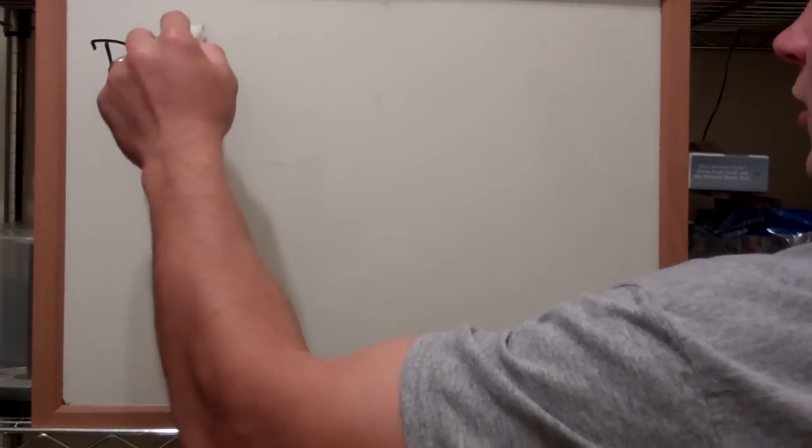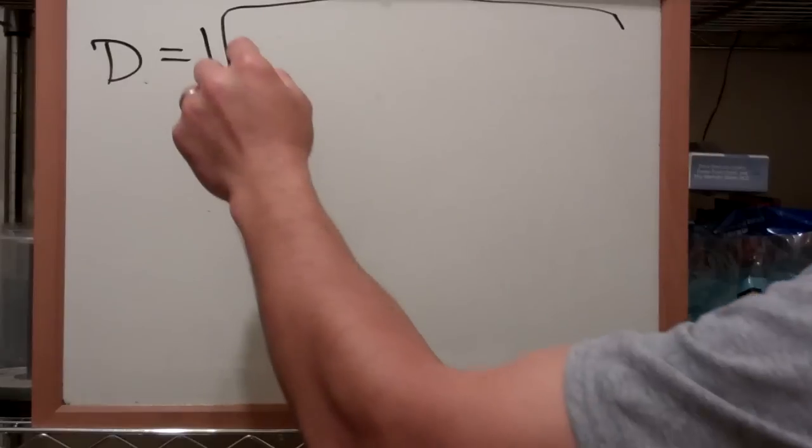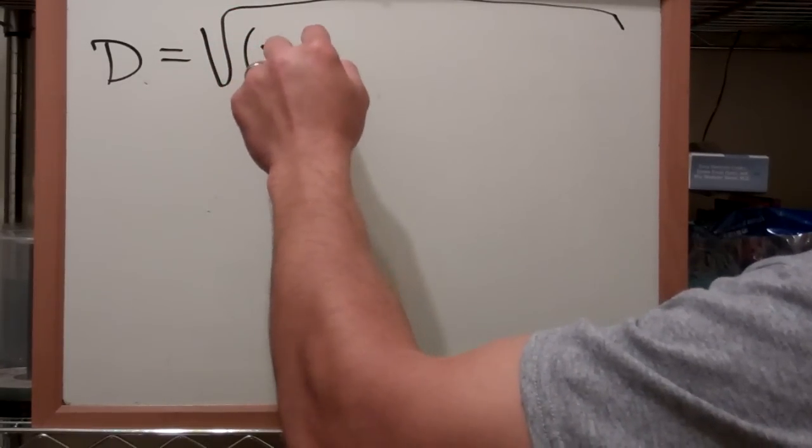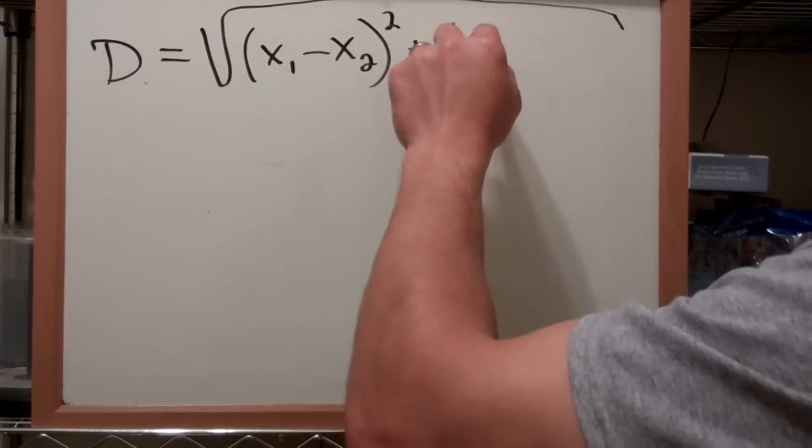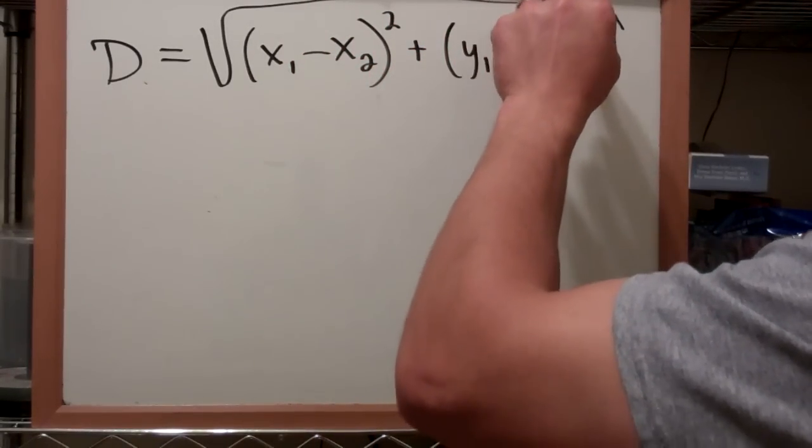Today we're going to be talking about the distance formula and midpoint formula. On a coordinate plane we have points that indicate locations, and we need to be able to find the distance between those points. So we use what's called the distance formula. The distance formula is as follows: the square root of (x1 minus x2) quantity squared plus (y1 minus y2) quantity squared.